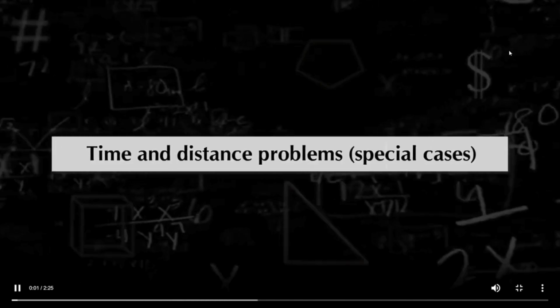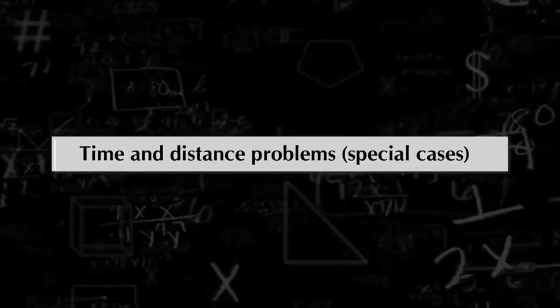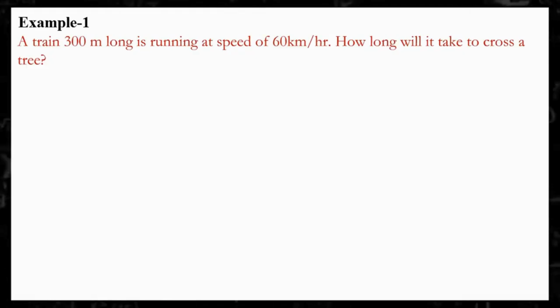Time and distance problems, special cases. Example 1. A train 300 meters long is running at a speed of 60 kilometers per hour. How long will it take to cross a tree?